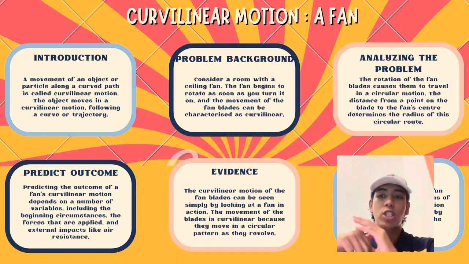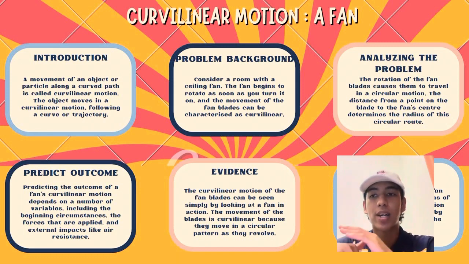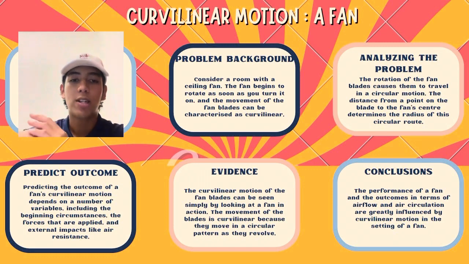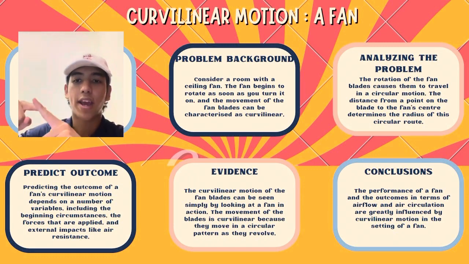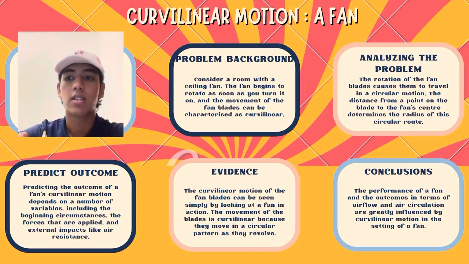Basically, curvilinear motion is the movement of an object or particle along a curved path. This kind of motion can be seen in many situations, like planets moving around the sun, the flight path of a projectile, or the motion of a car along a curved road. To analyze the problem, firstly, the distance from a point on the blade to the fan's center determines the radius of the circular path.